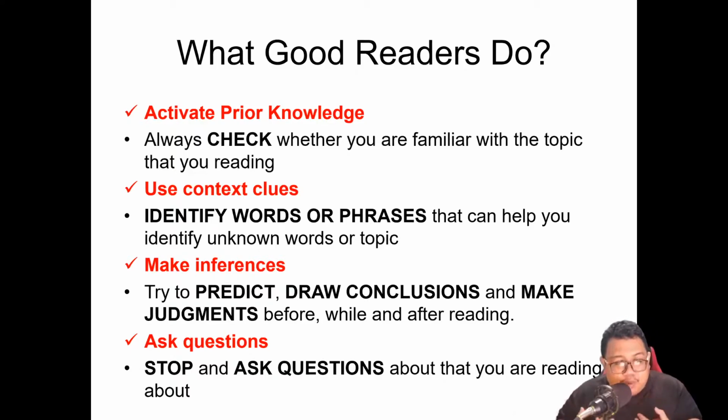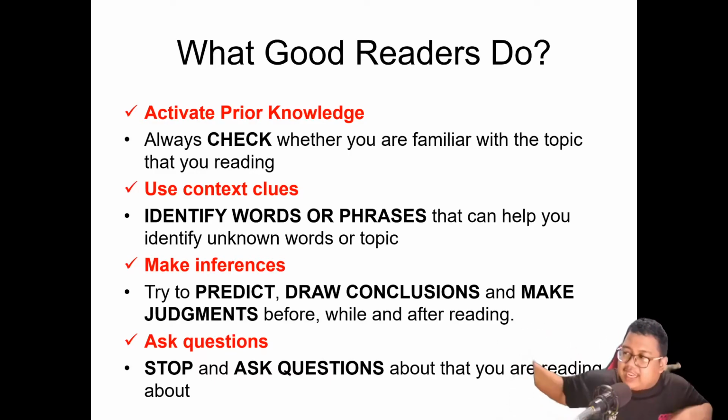They can help you identify the meaning of unknown words or maybe tell you about the topic that you will be reading about. So you need to be able to identify words or phrases that can help you. How do you identify? Use contextual clues. For example, you don't know the word gluttonous, but maybe the explanation after that says he likes to eat a lot. So gluttonous means someone who likes to eat a lot. Okay, so that is contextual clues.